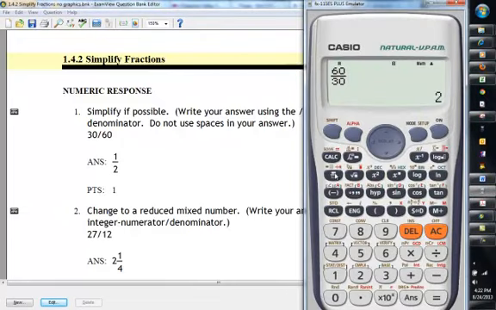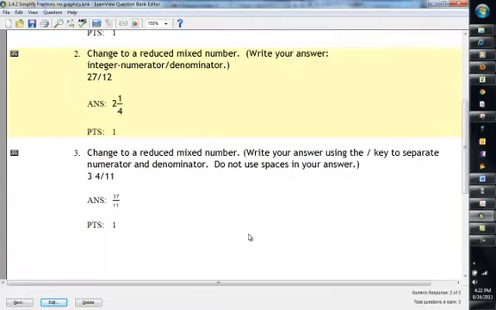27 over 12. Now, that is 9/4, but it says write your answer as integer, numerator, denominator, and so we would change that to another kind of fraction. So we have to press shift, mixed number, and it says 2 1/4, so we'd write 2 1/4 when we wrote our answer.